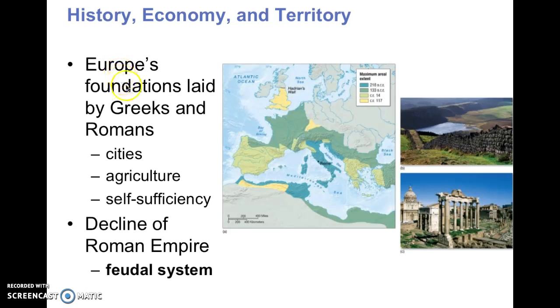Europe's history and foundations are laid by the Greeks and Romans. A lot of the major cities, agricultural systems, and self-sufficiency were designed by the Greeks and primarily by the Romans. With the decline of the Roman Empire starting in the 4th century CE, you slowly gave rise to a feudal system, which was a consolidation of the land-owning system and a consolidation of cities.